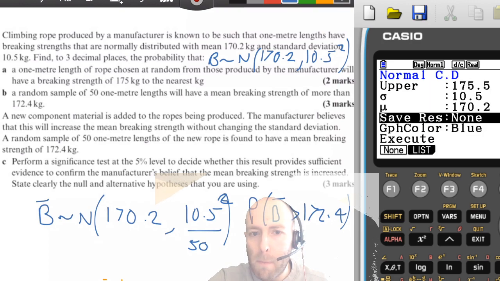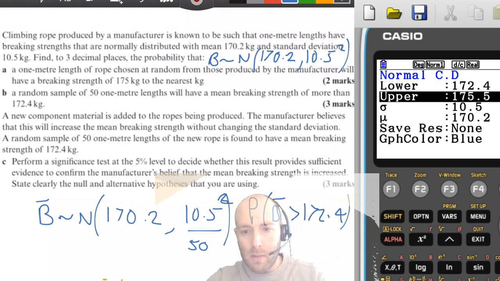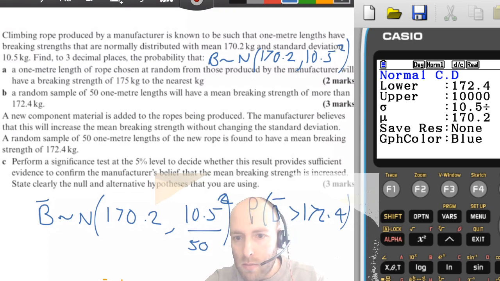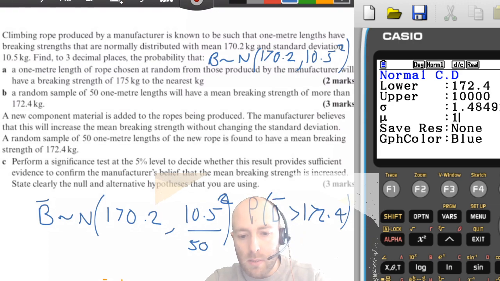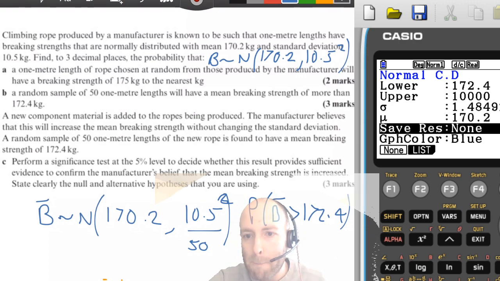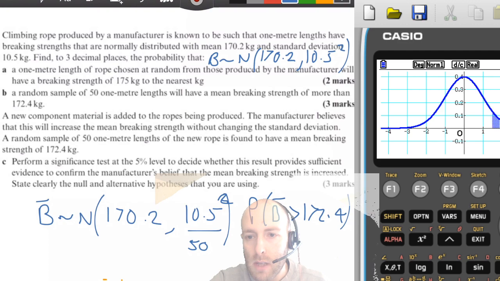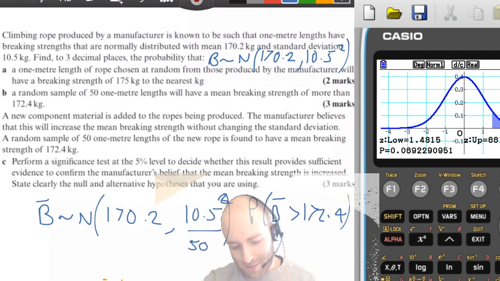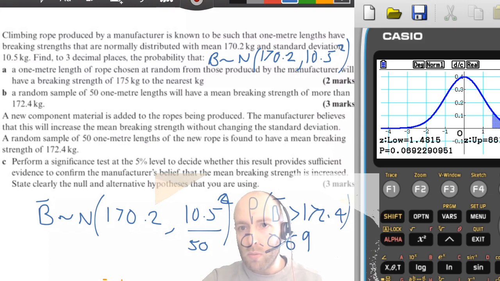Cool. So my lower is 172.4. Upper, put in a big number. Sigma is 10.5 over square root of 50. And mu is 170.2. Draw it. There's our region. So we're looking for 0.06. Yeah, 0.069. Cool.